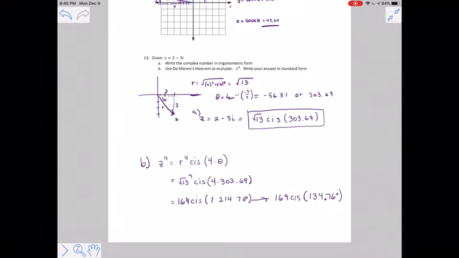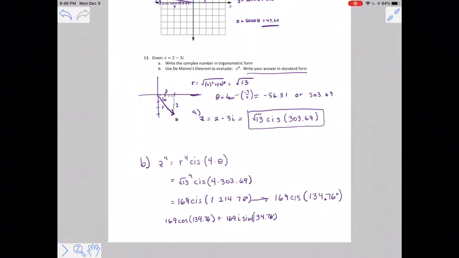Now this is trig form though for part B, and it does say specifically write your answer in standard form. So what we need to do then is convert 169 cosine of 134.76 plus 169i sine of 134.76.